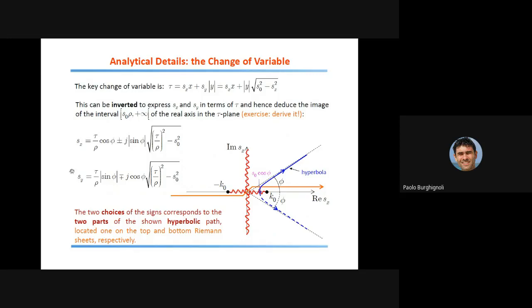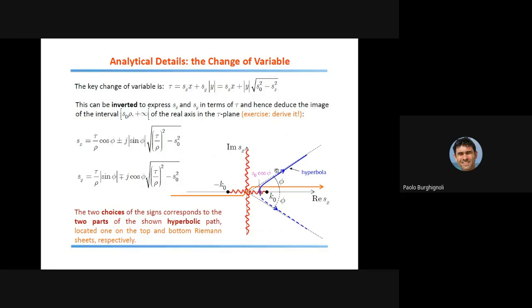The same is true for the vertical slowness Sy, which is expressed as a function of tau by this right-hand side. And again, we have two determinations. The two determinations are the two possible choices of the signs in front of the square root. And this corresponds to the two parts of this blue integration path, which is actually a hyperbola.